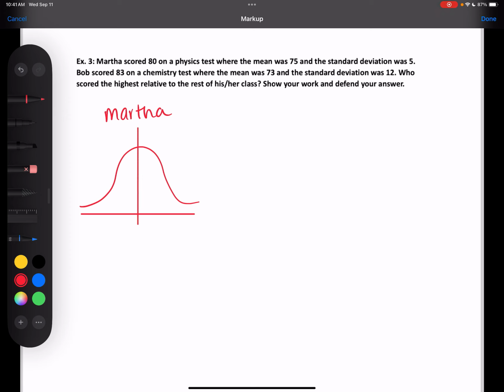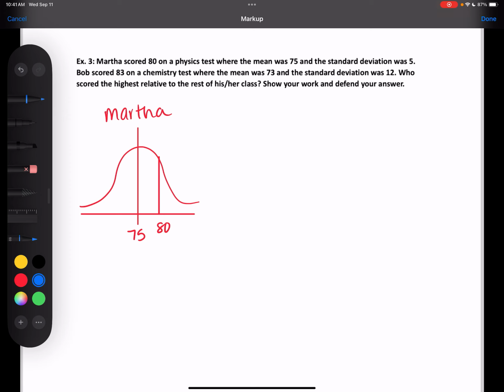The mean for the class was 75 with a standard deviation of 5. So that would be at 80. That happens to be her score. So that kind of works out nicely. I could keep going with my normal model and increments of 5 and get 3 standard deviations away, but I don't need to do that.